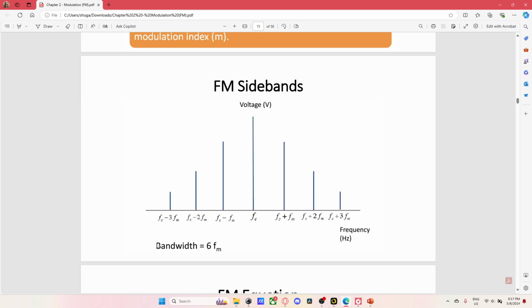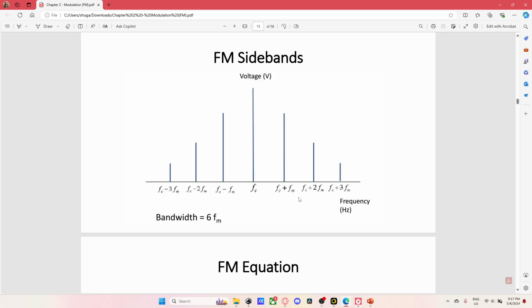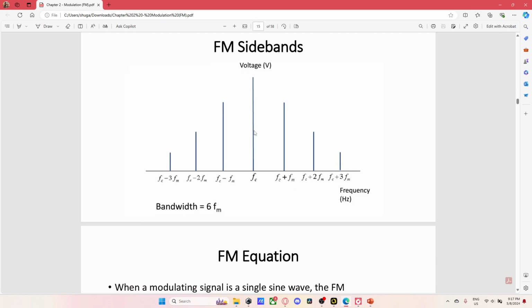6 Fm. Do note that the bandwidth equal to 6 Fm is determined based on the diagram or sketch you are using. Okay, so since it has 3 pairs, there are 6 Fm over here that you want to calculate for your bandwidth.